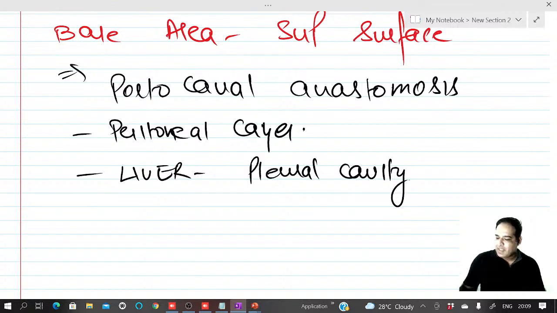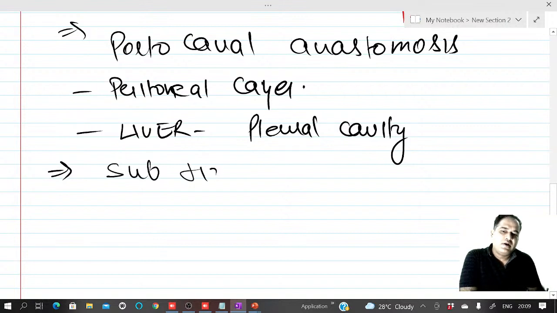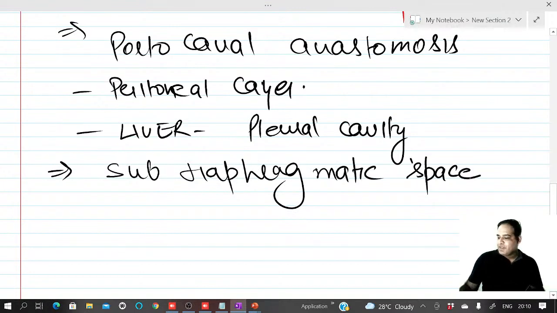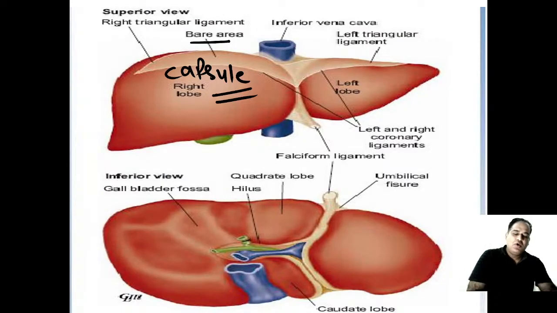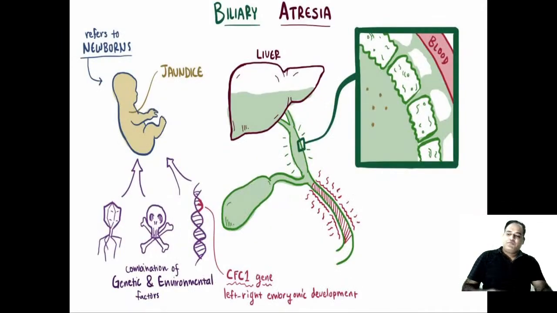Again, I told you anatomically this is not the correct expression, because it is still covered by the capsule of the liver. This is more prominent over the right subdiaphragmatic space. Now, without wasting any time, because anatomy is not our food, we move to the next thing, one of the main topics for today.